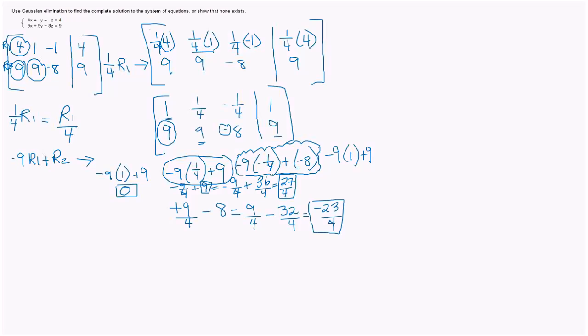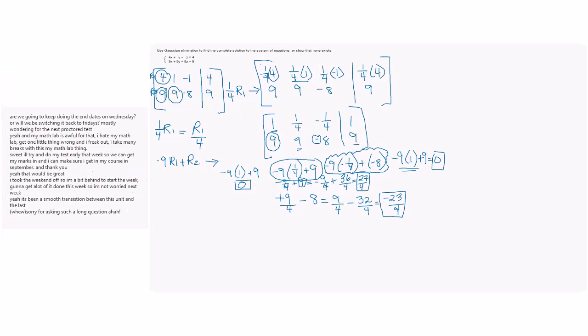And then my last one is this one. Negative 9 times 1 is negative 9 plus 9. So that's going to give me 0, which is going to be my last position. So I'm just going to rewrite the equation.